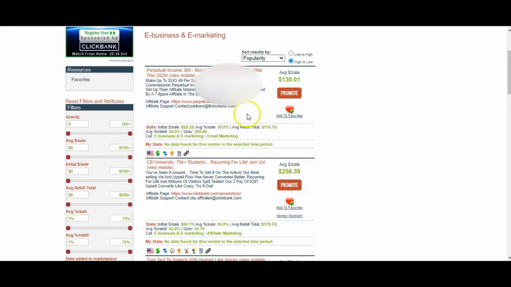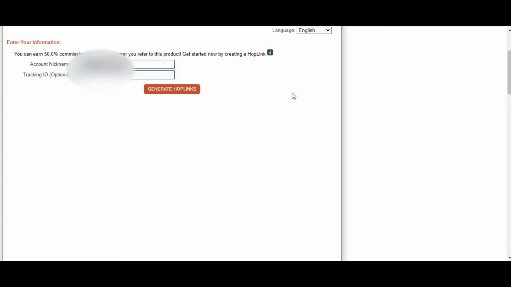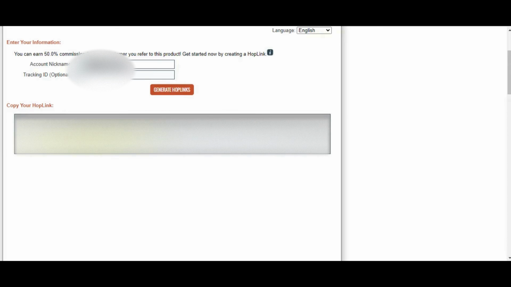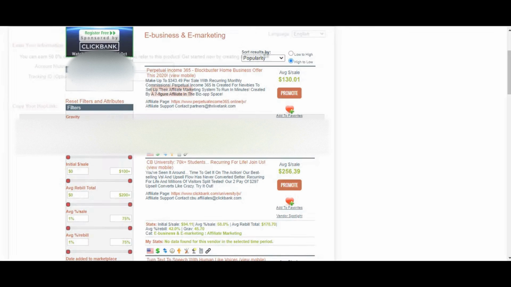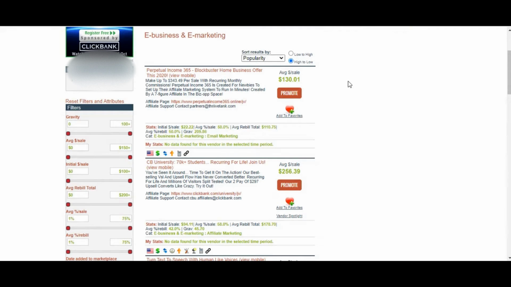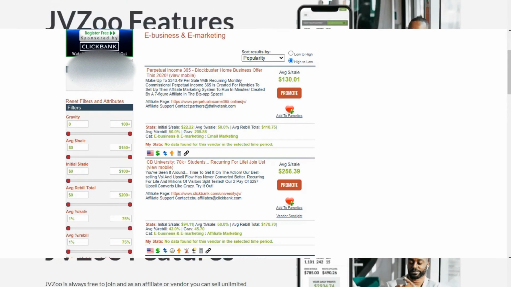Once we're happy with that gravity score, the average rebill, and the initial sale information, we click promote, and we will then get our tracking name and generate hop links. We need to click that, and it will give us our hop link so that we can promote that product to our potential sales and our new clients. So let's pause this, and that was our quick little cover of the Clickbank platform and how to look for products to sell.